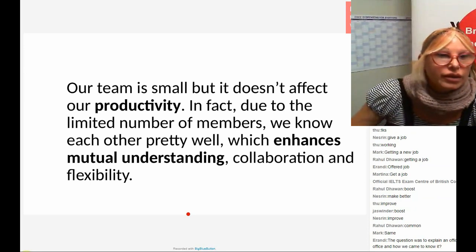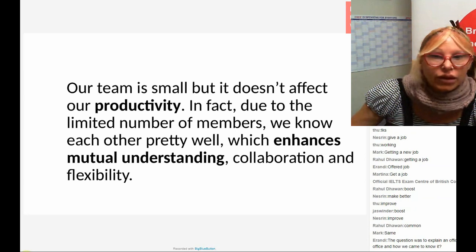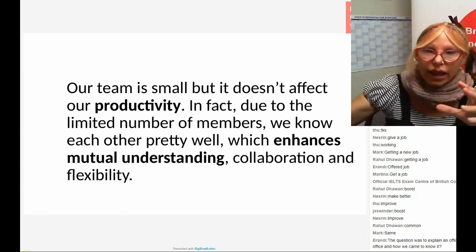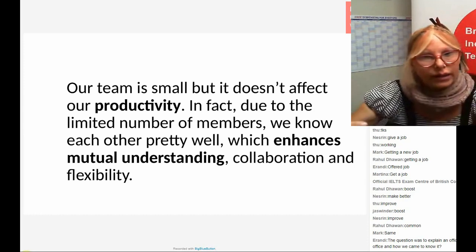The question was to explain an office, right? Can we start by introducing the office and how we came to it? Yes. This is the good thing about speaking, is that the examiner is not going to be sitting there thinking, oh, it's off topic, or oh, that's not quite the question, or oh, that's not relevant. No. However you want to get to the topic is up to you.